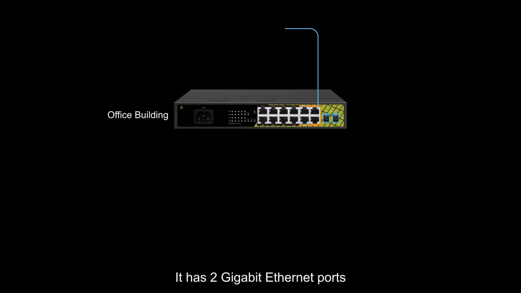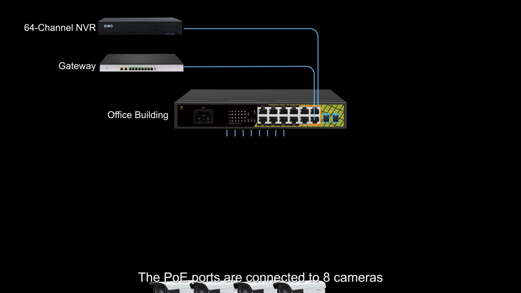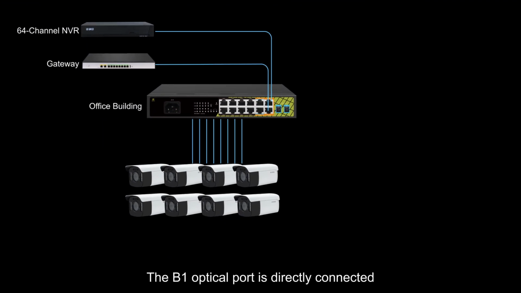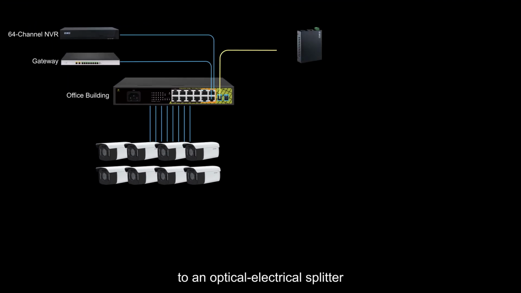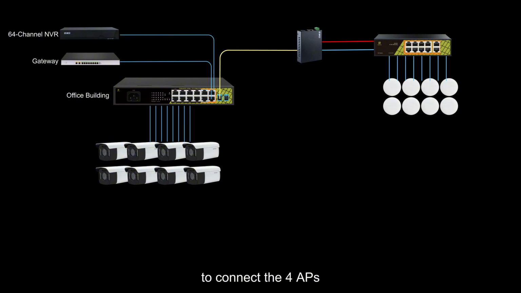It has 2 gigabit Ethernet ports uplinked to a 64-channel network video recorder and a gateway. The PoE ports are connected to 8 cameras in the office building. The B1 optical port is directly connected to an optical electrical splitter, which powers a 5-port full gigabit PoE switch to connect the 4 access points.